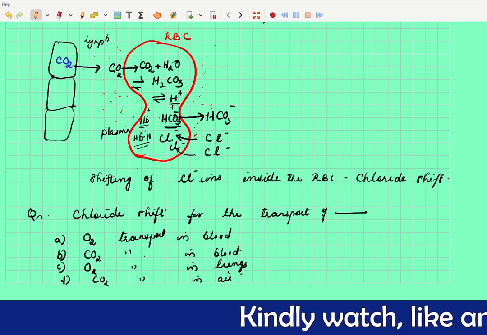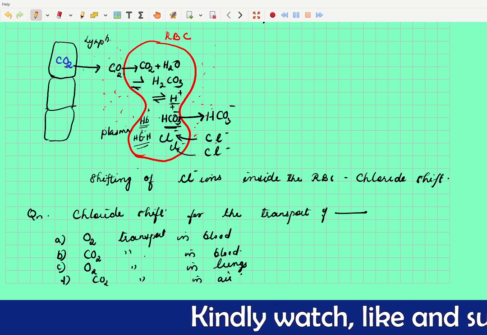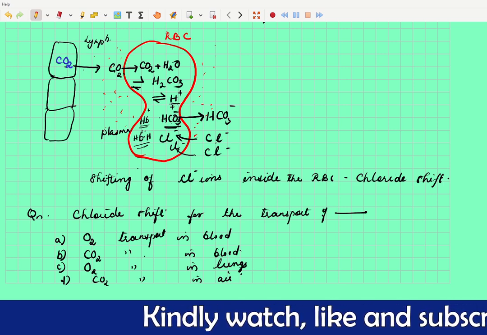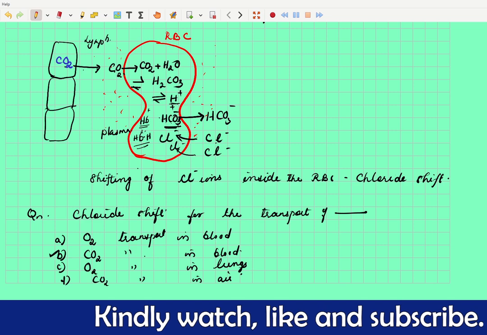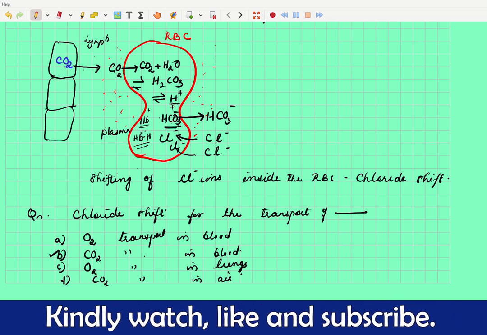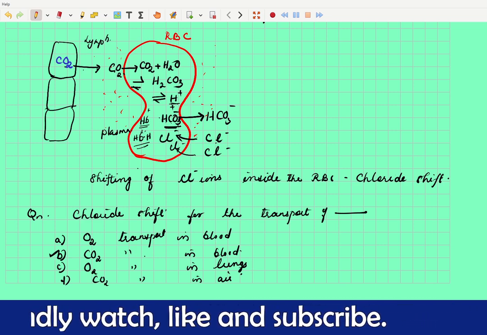So what is the correct answer here? Out of these four options, the second option is the correct one. That is the carbon dioxide transport in the blood. That is chloride shift.